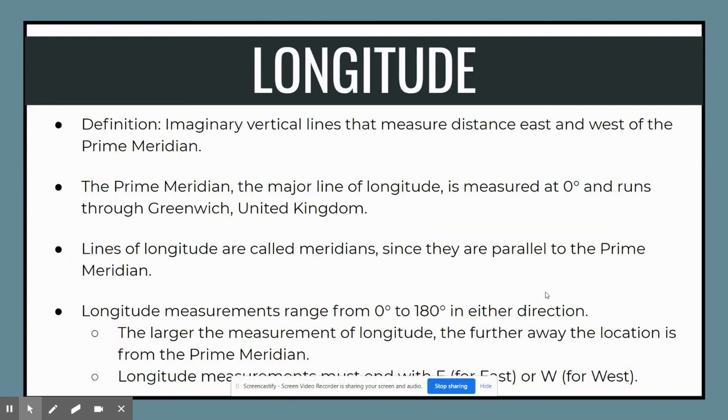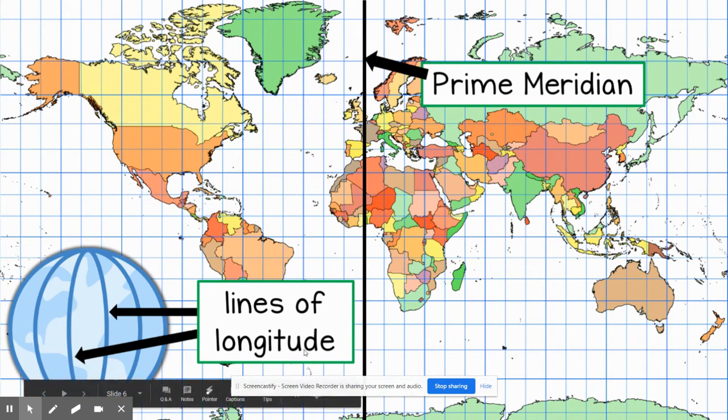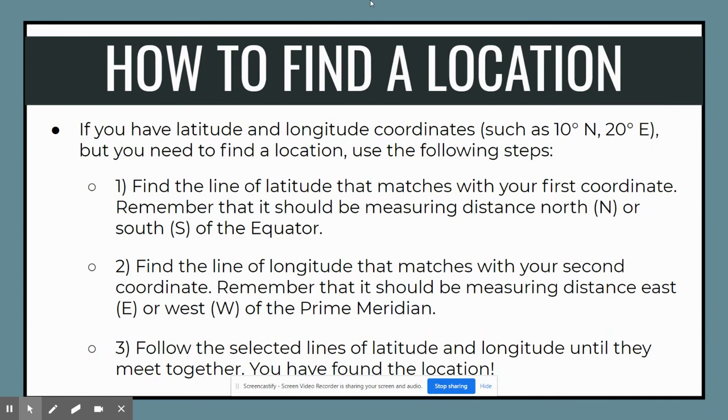Now, the lines of longitude are the ones that go up and down, and we're going to see those on the next slide. When we think of lines of longitude, they go up and down, but they're measured west to east. And the prime meridian is 0 degrees longitude. So we're going to work on finding a location.